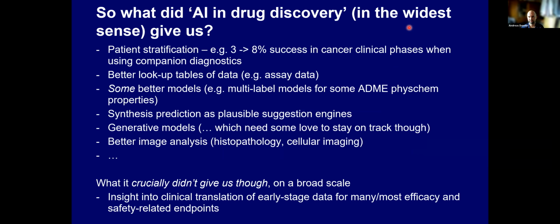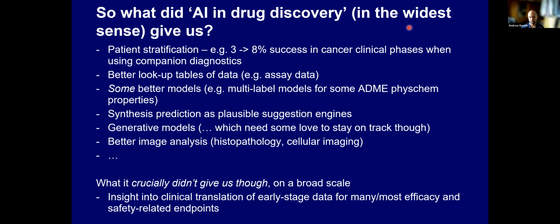Better lookup tables of data. Pharma companies know what they have. That's worth something as well. Some better models, multitask learning, for example, when it comes to related physical chemical properties makes sense. Synthesis prediction can be useful, but actually to then see what the model predicts and match that to the chemistry that can be done in-house can be a tricky part as well. Generative models need some love to stay on track though, otherwise the chemistry they generate can be a bit strange.